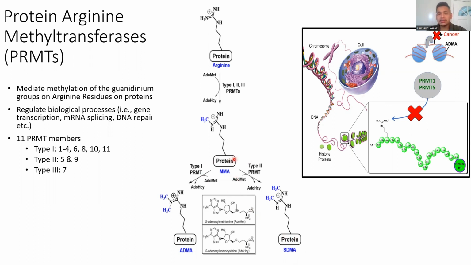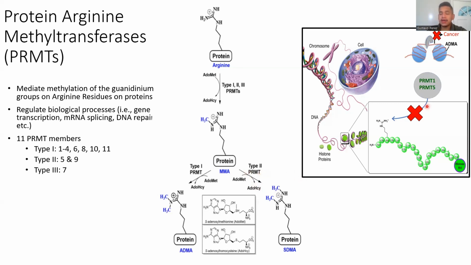From these PRMTs, we only focus on PRMT1, which creates ADMA products, and PRMT5, which creates SDMA products, since studies have shown that when repressed they have led to defective cell viability. So the importance of PRMTs is that they regulate biological processes such as gene transcription, mRNA splicing, and DNA repair.